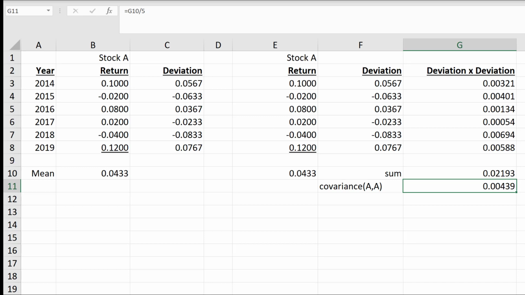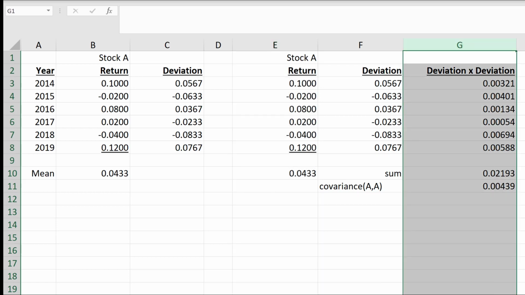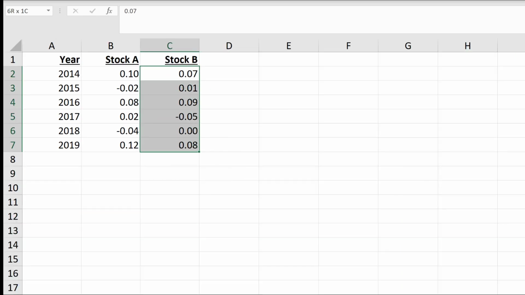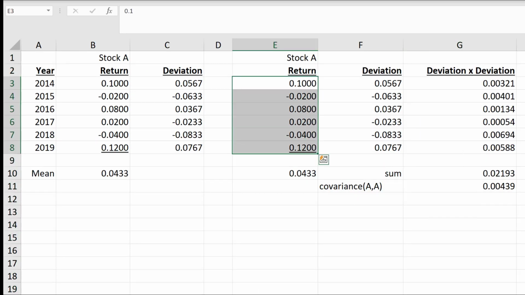Okay, so why do I go to all this trouble to set this up? Well, if we want the covariance between stock A and stock B, all we need to do is go back and insert as one of these variables the returns for stock B. And so I'm just going to go back to this column right here and replace stock A's variables with stock B's variables, and then we'll end up with, in our deviation times deviation column, just the product of the two deviations, right? So let's go grab the returns for stock B. So that's these returns here. So I'm going to copy those, and I'm going to insert them in here.